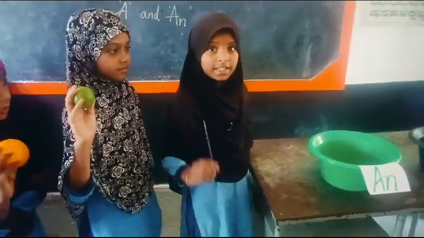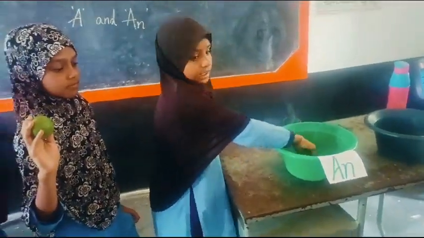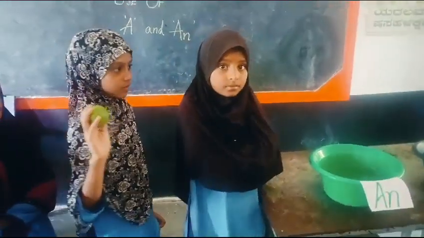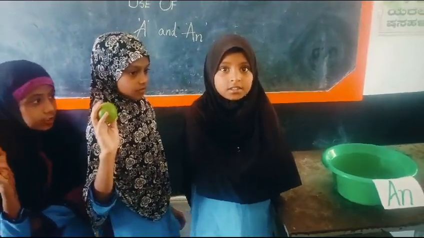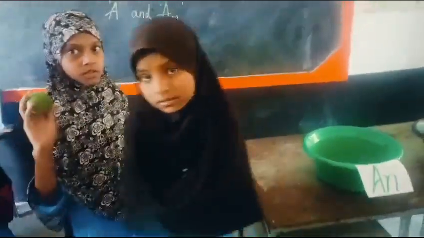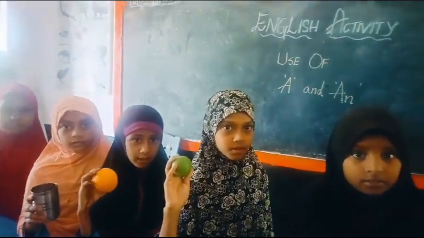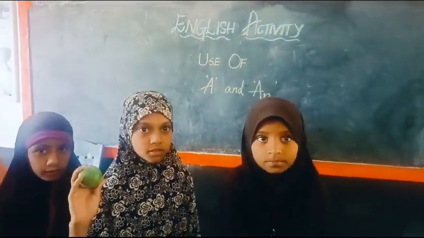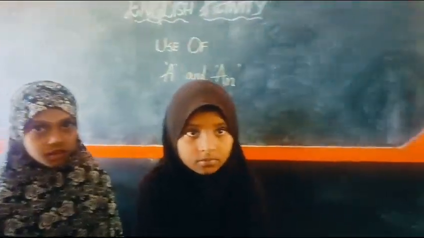What is this? Ink. Put in the box. And ink. Why are you putting it in an box? Because I is a vowel. Yes. I is a vowel in the word ink. Ink starts with I. I is a vowel, so we will use an before the vowels. First letter, if it is a vowel, then we will use an.